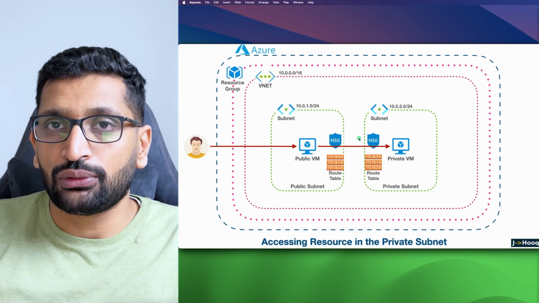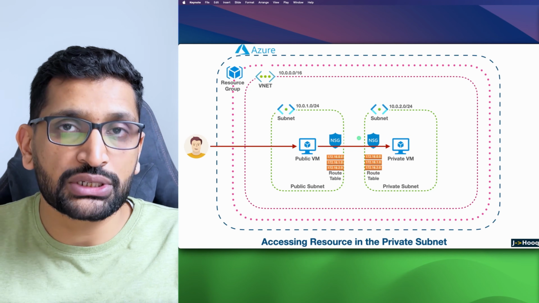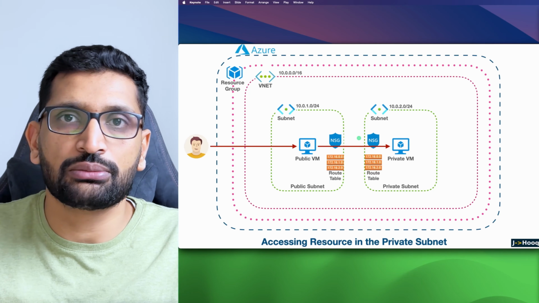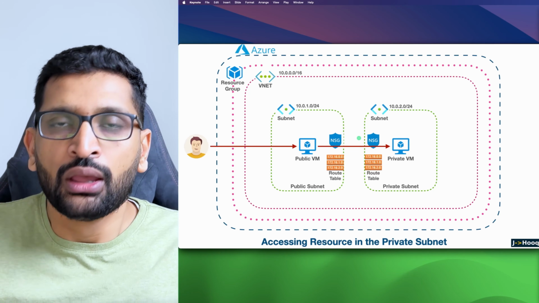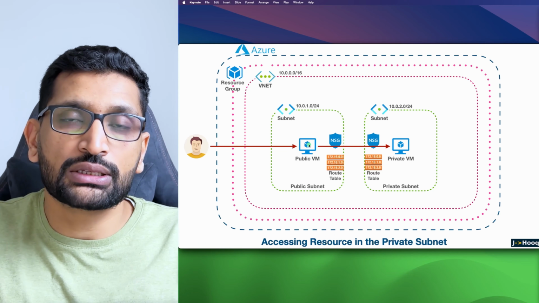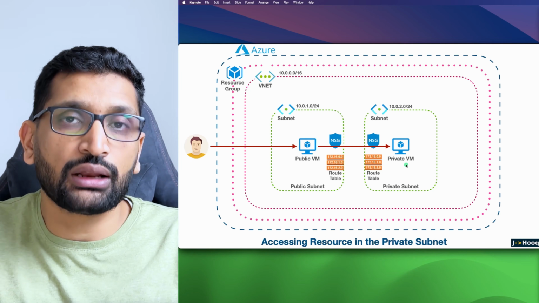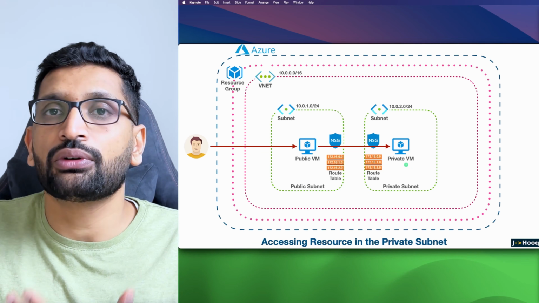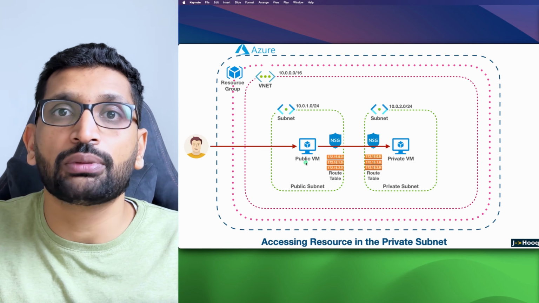Now we understand the flow: we need a public virtual machine in the public subnet, and then we will access the private virtual machine in our private subnet. So let's jump to our Azure portal, and I'll show you how our public subnet and private subnet look, what IP ranges I have created there, and how we can spin up our first virtual machine in our public subnet.